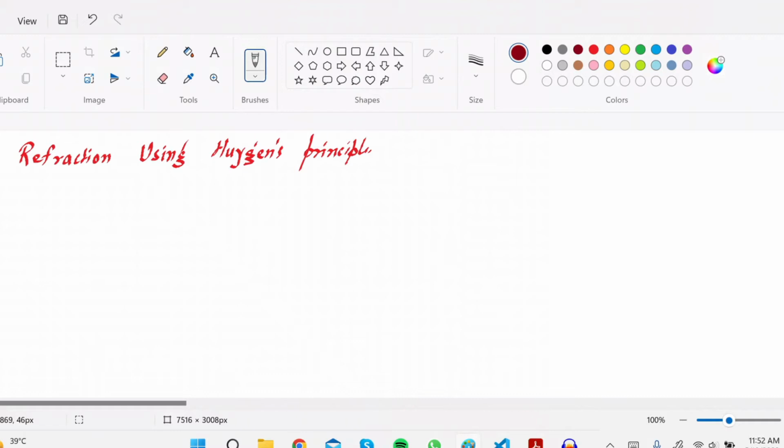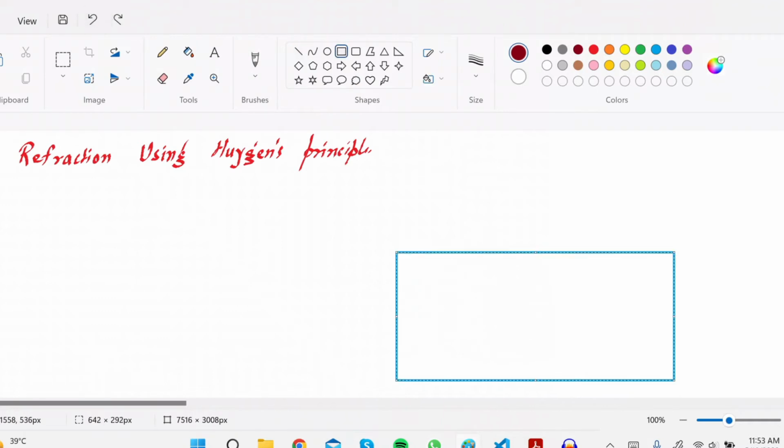So in case of refraction, we know what happens in this phenomenon. The light is entering from one medium to another medium. So let's draw two mediums first. Let me make it with a box, and put some color in this box. Okay. So this is medium 2. Any medium. And this is our medium 1. Any medium 1.